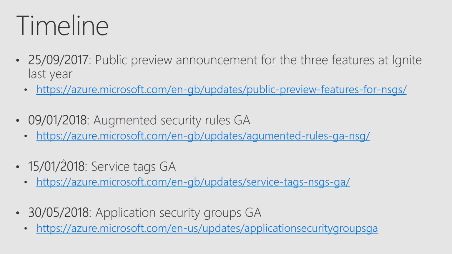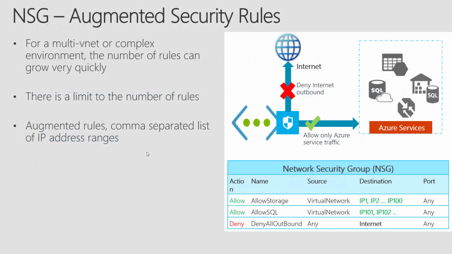And then a few days later, 15th of January, they announced the general availability of the service tags for network security groups. And then finally, just a few weeks ago, they announced the GA of the application security groups. So what are all these different features that we talked about? So first of all, let's start with augmented security rules. Let's start with that first of all.